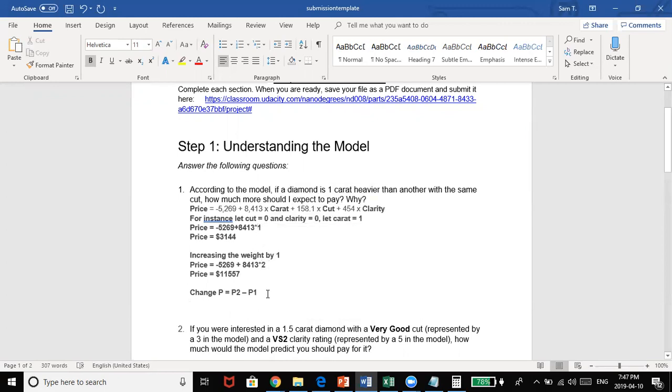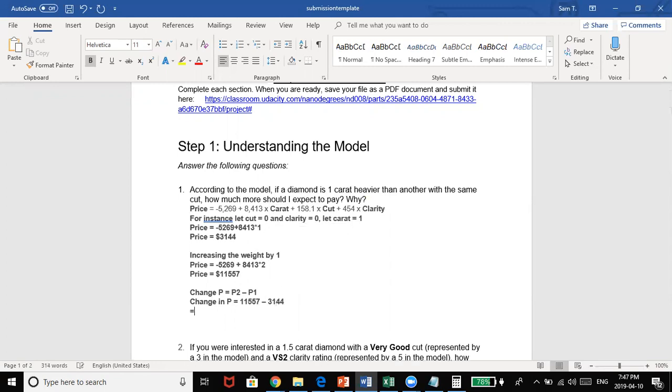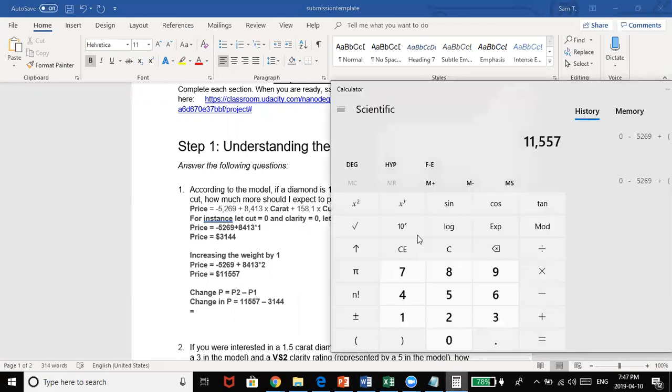So when you do this, you'll see that change in P would be equal to 11557 minus 3144, which, if I do this using a calculator, is going to give you 8413.